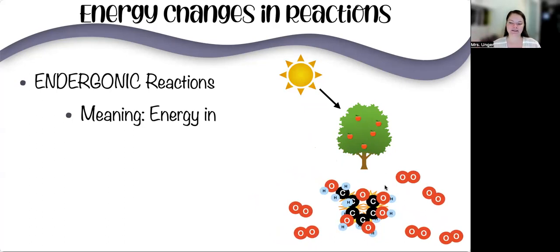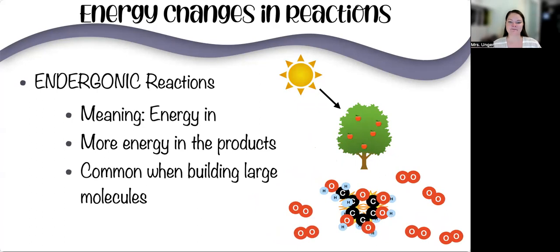And now take a look at this guy. This huge molecule here is a sugar and it's full of energy. So we say that it's got a lot of chemical energy. So solar to chemical has happened. Endergonic reactions are that kind of reaction where we've taken energy and put it into the chemical bonds of a molecule. That means we have a lot more energy in the products than we did in the reactants. And this happens anytime you're building large molecules.